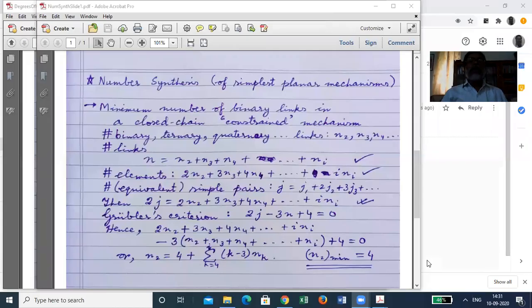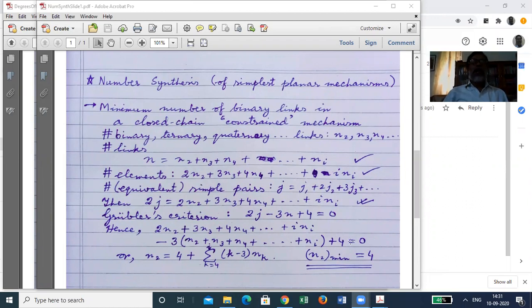So we were to start the discussion on number synthesis. And in this lecture and the full lecture next, we will actually stay limited to only the simplest planar mechanisms, not go too deep in this. Okay.